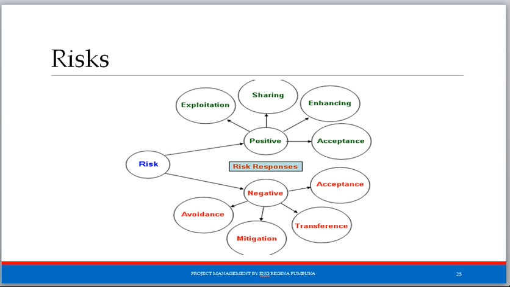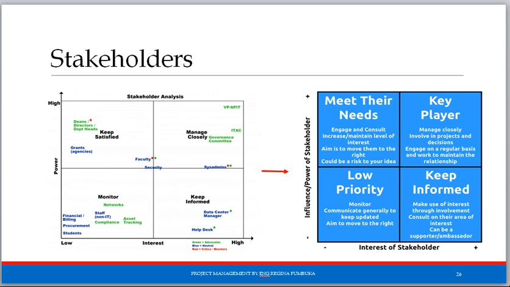But how? Are you going to avoid? Are you going to transfer that risk? Or are you going to accept it? So you need also to create a plan kwamba inapotokea risk ipi utafanyaje. So that's about risk.